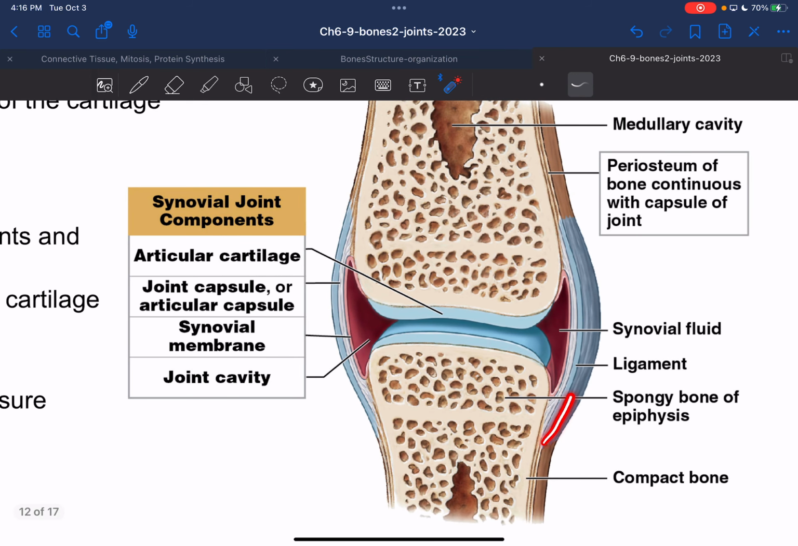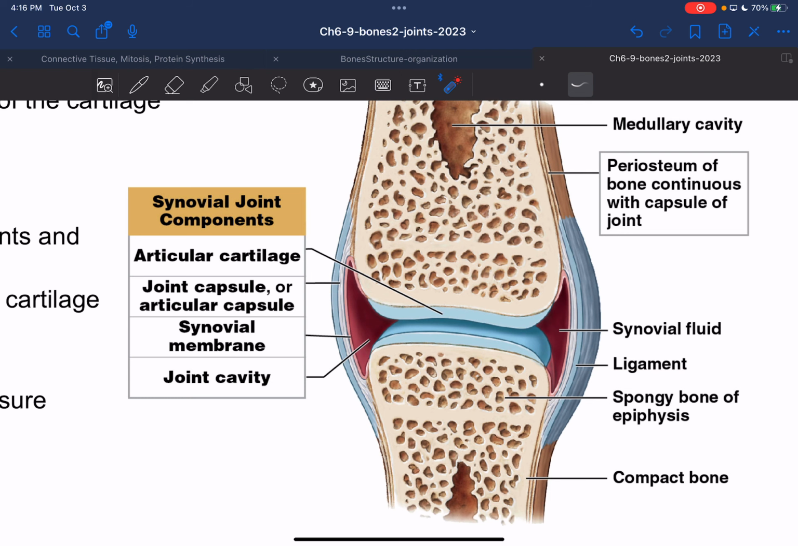Ligaments are going to be, again, dense regular connective tissue, those fibroblasts and fibrocytes making collagen fibers, and they are connecting bone to bone. And so you can see the ligament connects them, and it gives integrity and encloses this capsule, the ligaments.